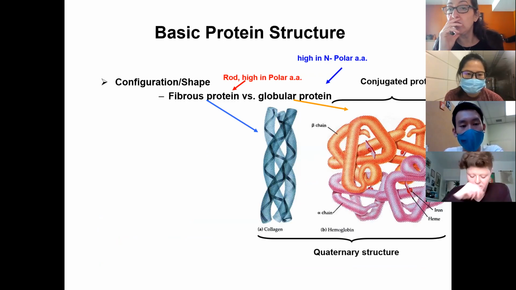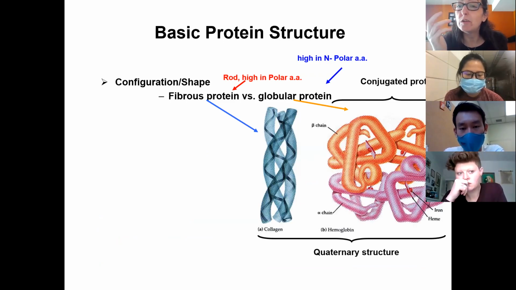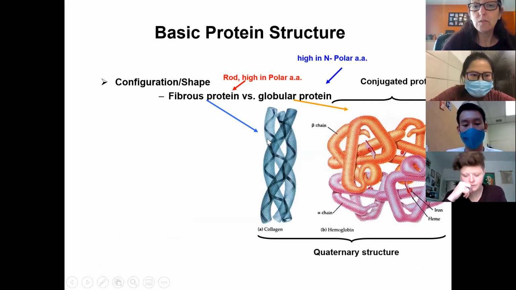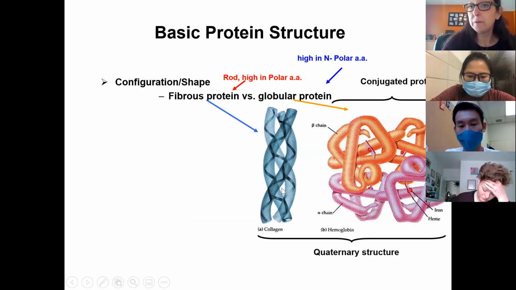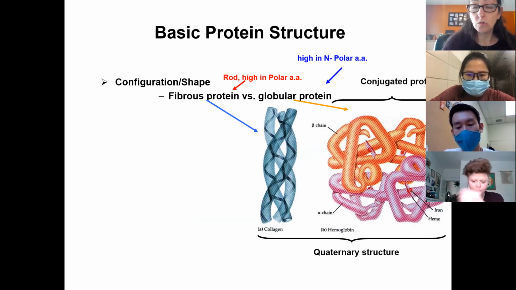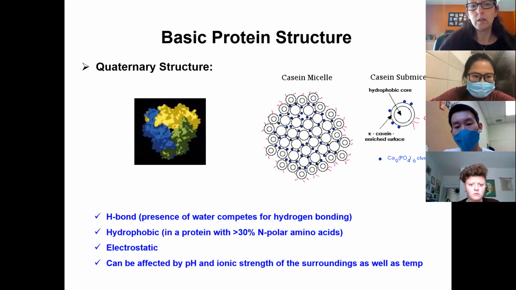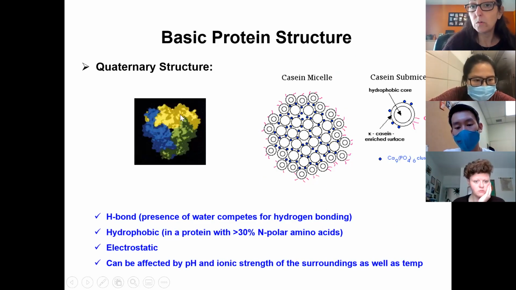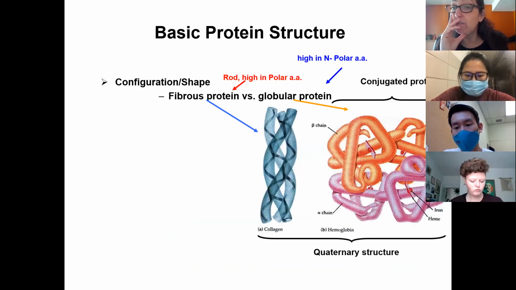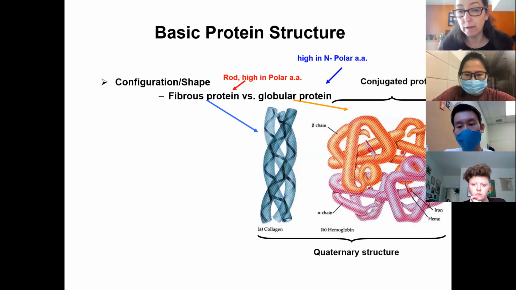So even the quaternary structures tend to be either globular or fibrous. If you look at collagen, for example, it forms a fibril type of structure. And if you look here, it's hemoglobin, which forms a globular quaternary structure. The structure that I showed you here is a globular quaternary structure. So different proteins, when they form quaternary structure, are either globular or fibrous.